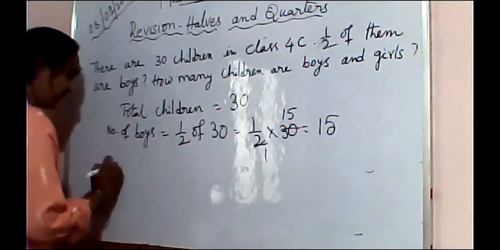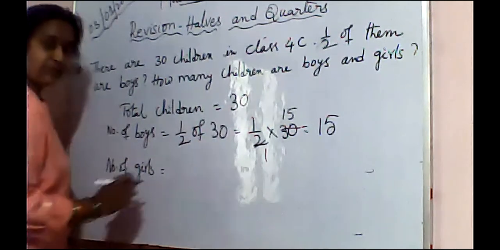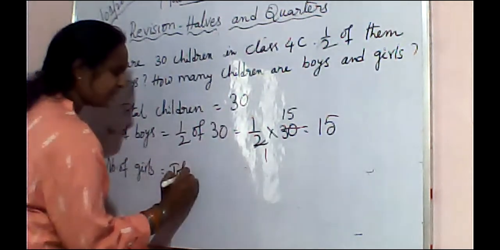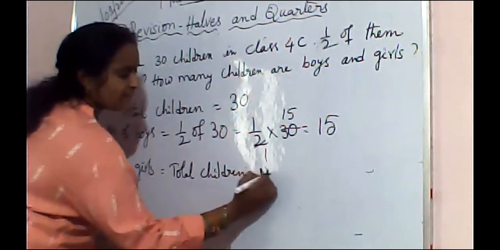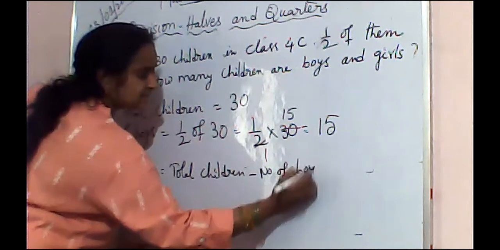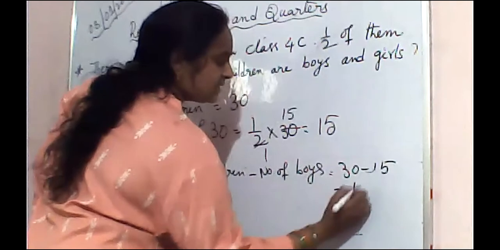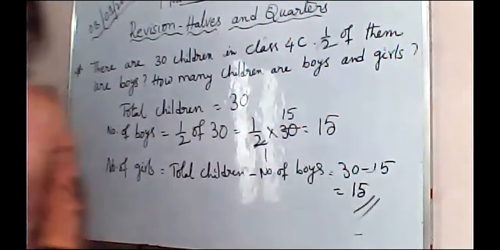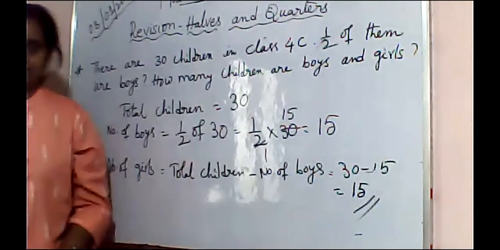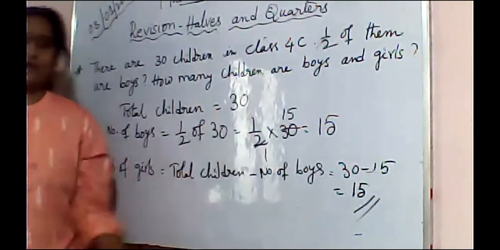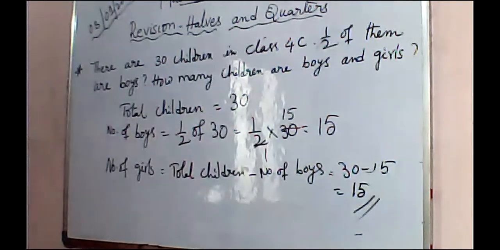We have to find out the number of girls also. How can we find the number of girls? Two methods I told. Total children minus number of boys, we can get girls. So 30 minus 15, how much? 15 girls are there. Otherwise, half of them are boys, and the remaining half are girls, so again we find half. Anyway, in two ways you can use any one way.